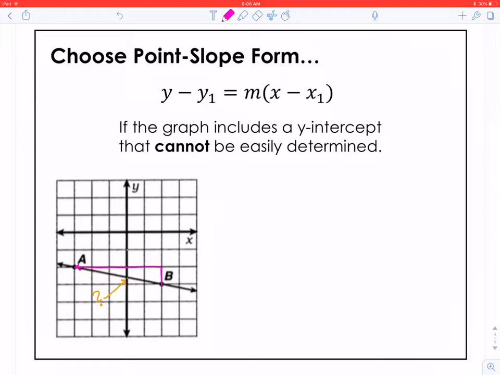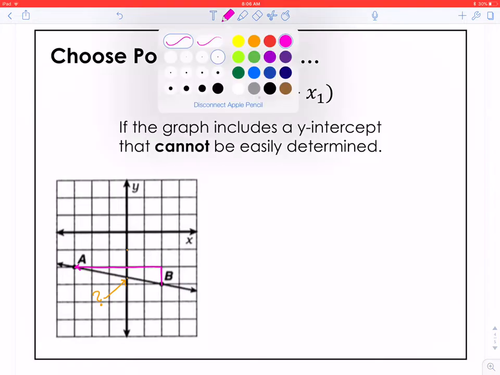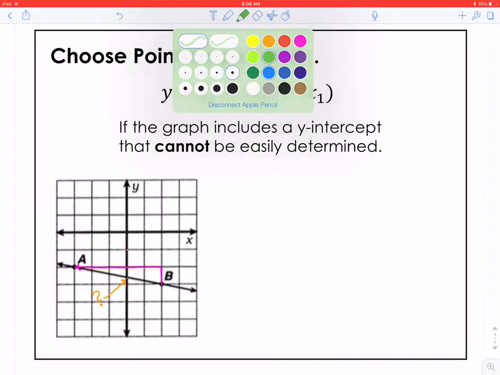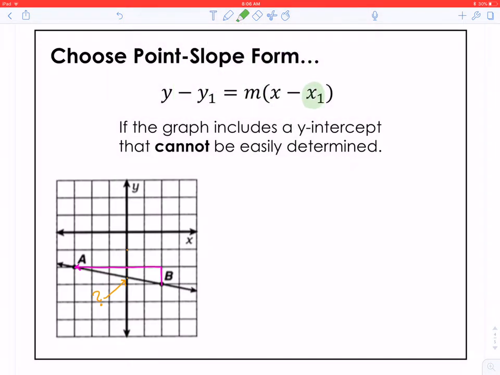Point slope form requires that you have a point, so you can choose any point on your line, and we call that x1, y1. So any xy ordered pair. We know 2 points clearly on our line. Starting from the origin, this is the point 2, -3. And then I also know point A, which is, count from your origin, 1, 2, 3 to the left, so -3, and down 2, so -3, -2.